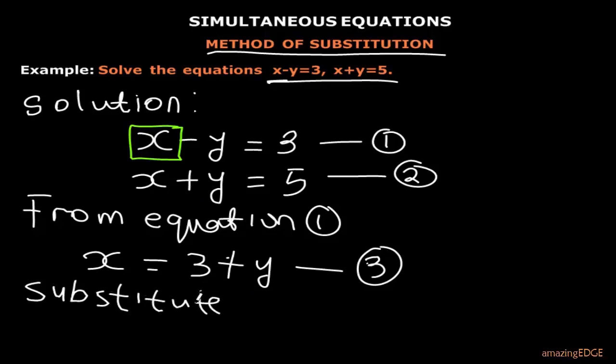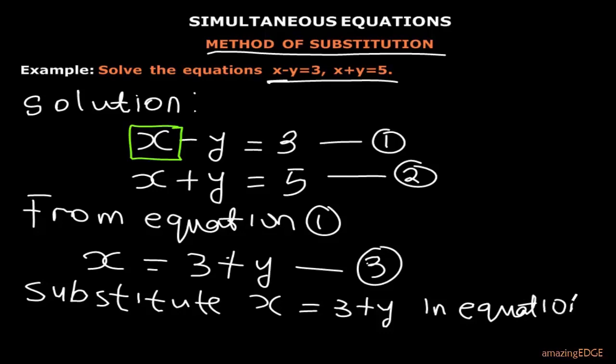So you substitute x equals 3 plus y. Remember, we are going to do that in equation 2. The reason is that the x is coming from equation 1, so you're not going to substitute it in equation 1. It will not make sense. So you have to substitute x equals 3 plus y in equation 2. If you make x the subject of the formula in equation 1, you substitute in equation 2.